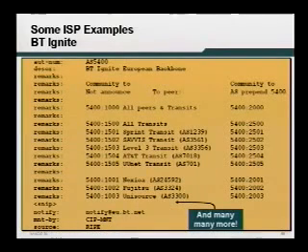I mean, this one's been around for a few years. This is quite a nice list. Again, if you're thinking about using communities to support your own network operation, have a look at this particular list that BT Ignite have for their network. For example, if you send them 5400:1000, it means do not announce this prefix to all peers and transits.